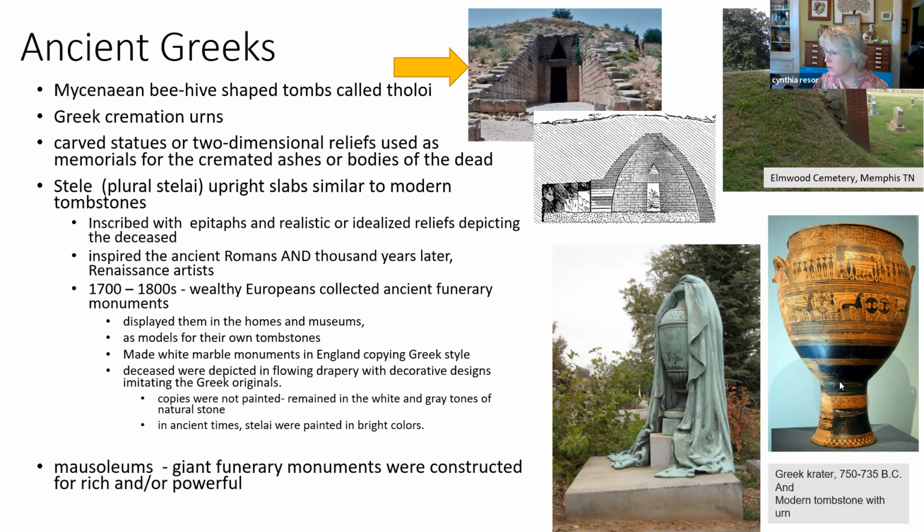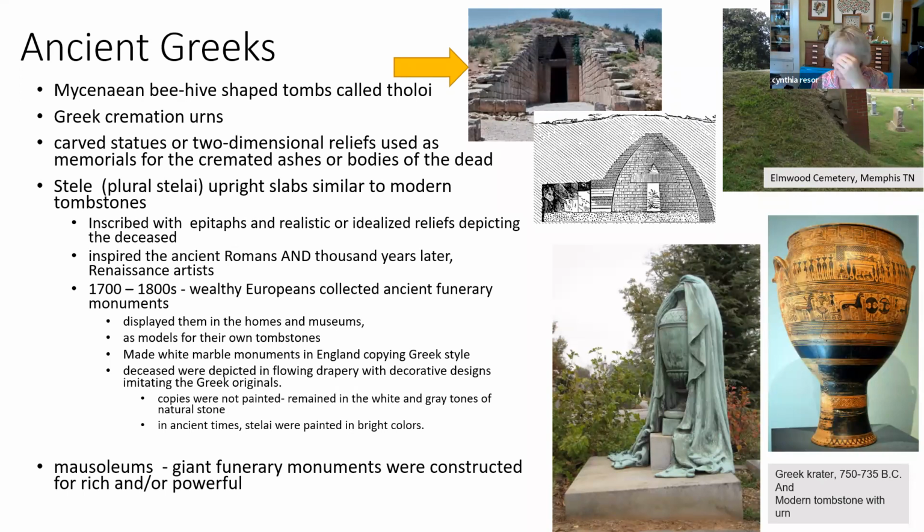So, for instance, here's a Greek crater. So the idea of a funeral urn is that people put the ashes of cremated people in it, or you'll see urns on graves that don't have ashes in them, but we just like that symbol of a funeral urn. So here's a modern tombstone with an urn. Sometimes the fabric draped over it is like curtains closing on the play of life.